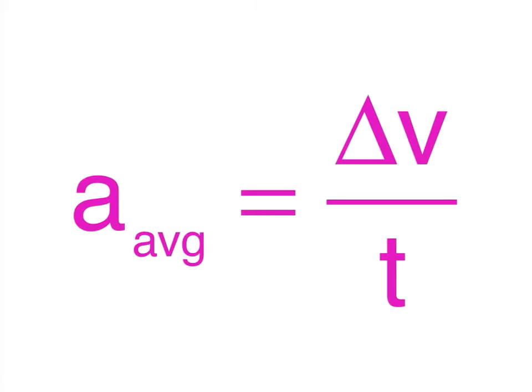A lot of times in physics problems, it's really useful to talk about average acceleration. Average acceleration equals the change in velocity divided by time. This equation also needs to be committed to memory. Average acceleration equals the change in velocity divided by time.